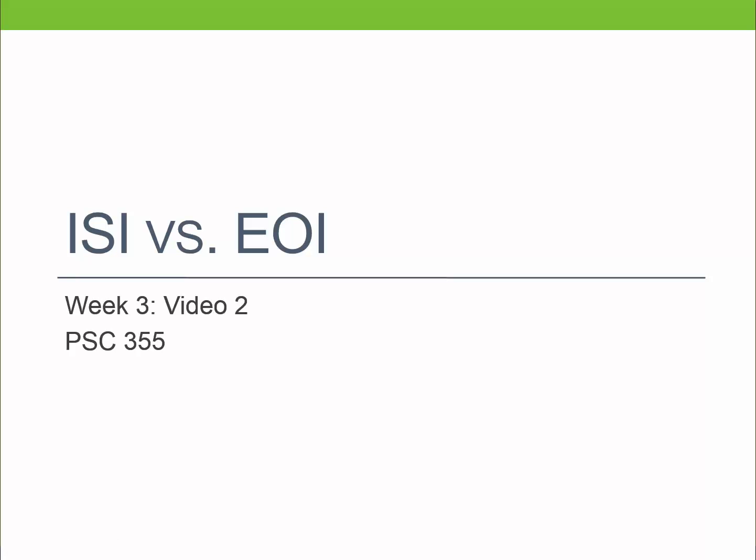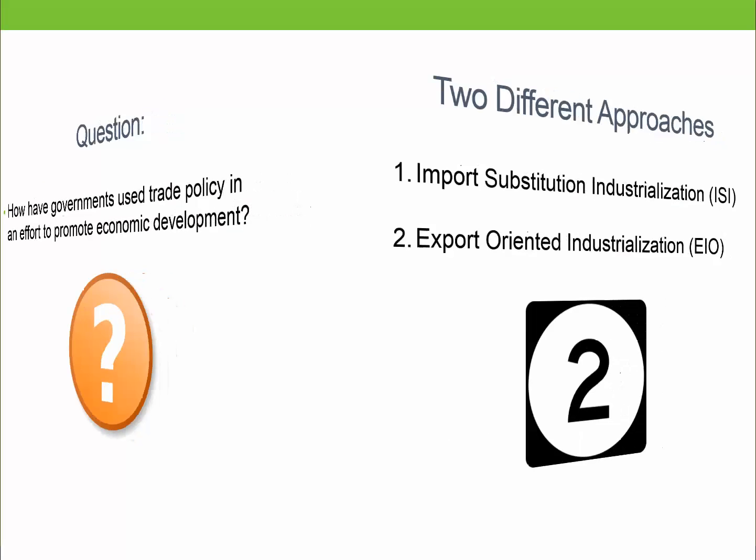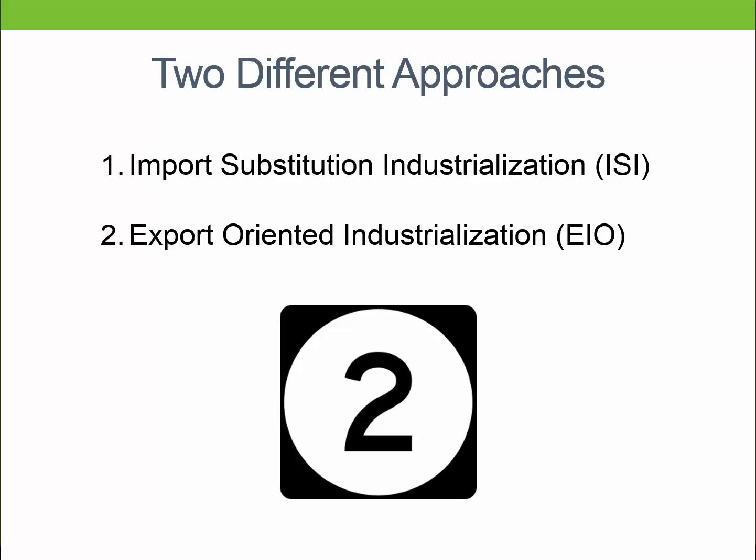And in this video, we're going to compare two different development models that were used throughout the developing world in the post-war era. The central question we're going to ask and answer in this video is, how have governments used trade policy in an effort to promote economic development? We're going to look at two different approaches, which you've read about this week as well. Import substitution industrialization, or ISI, and export-oriented industrialization, or EOI.